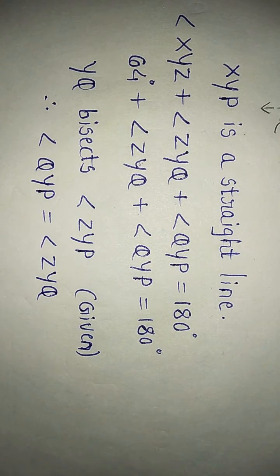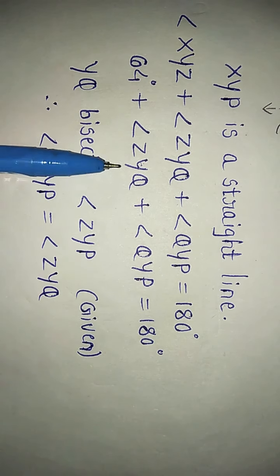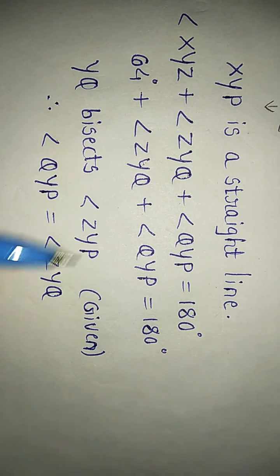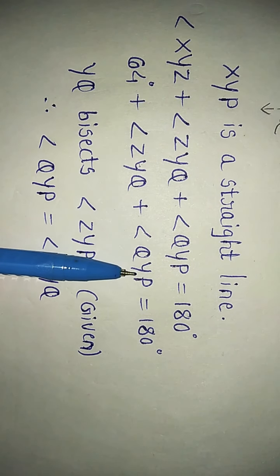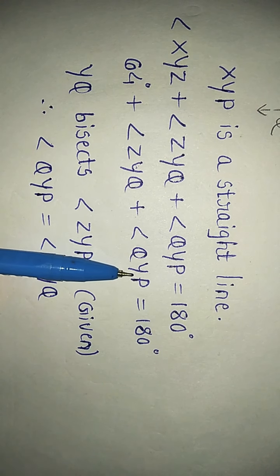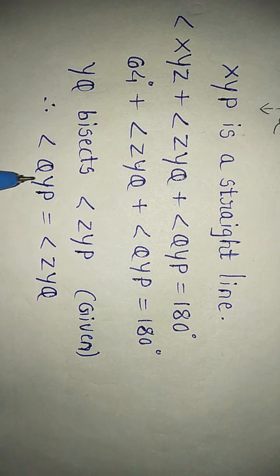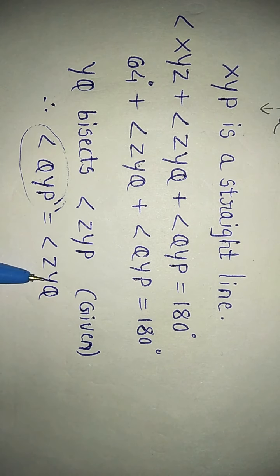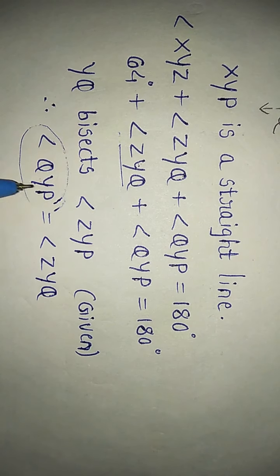Now, QYP is equal to ZYQ. Look into this equation. QYP is here, ZYQ is also here. These two are the same. What does this mean? In place of one, we can write the other. Therefore, in place of this ZYQ, we can write QYP, because both are the same. In place of one, we can write the other. So, in place of this ZYQ, we will write QYP.